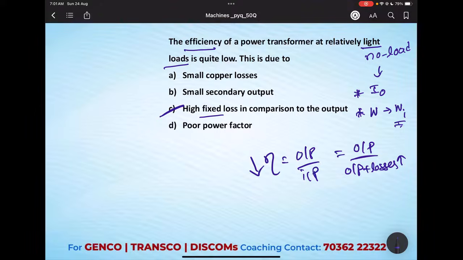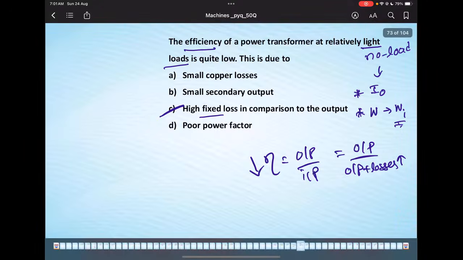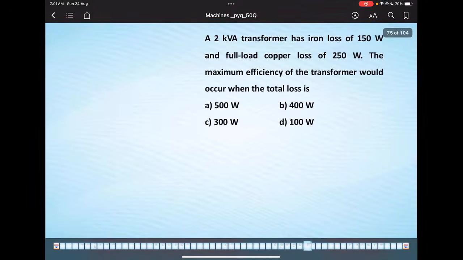At light load or no load conditions, most of the power drawn is going to be utilized to meet the constant losses. So that's why efficiency is low at light load or no load conditions. Let's move on to the next question.